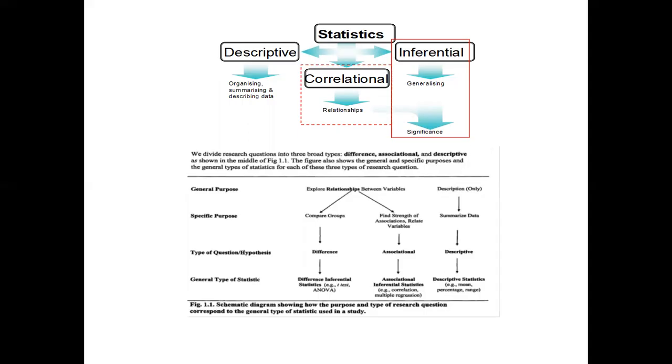Now, if your interest lies in association, that means you are looking at something like the chi-square, multiple regression, or correlation, as the case might be. Then lastly, if your interest lies in description only, that is, you want to give a summary of your data set, then you might need to use descriptive statistics, like the measures of central tendency, the mean, the percentage, the range, and what have you.